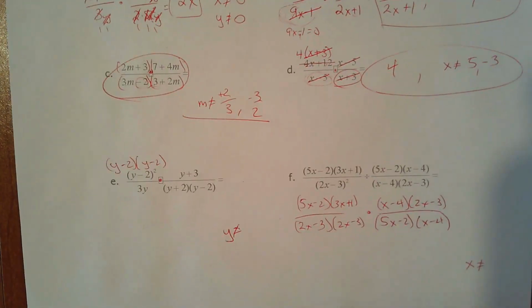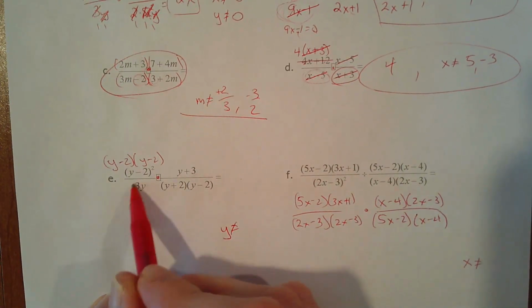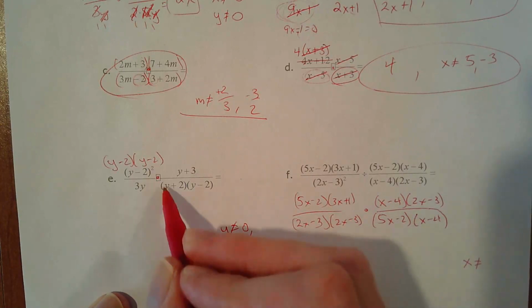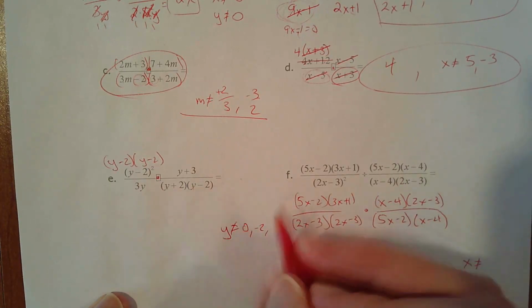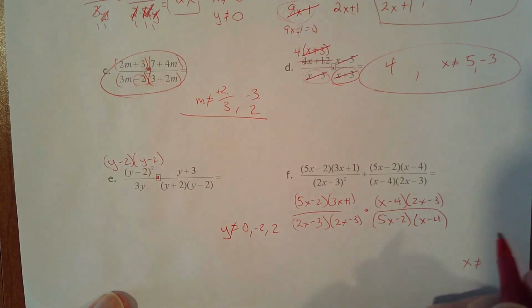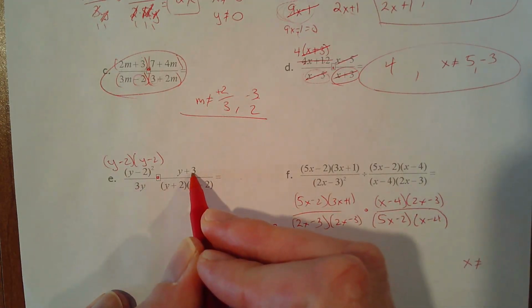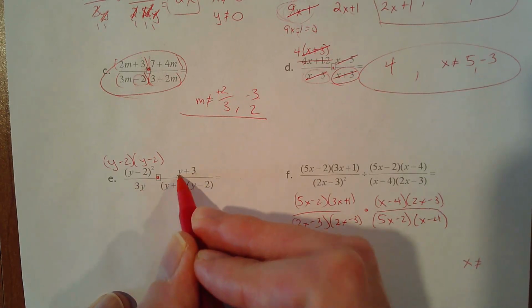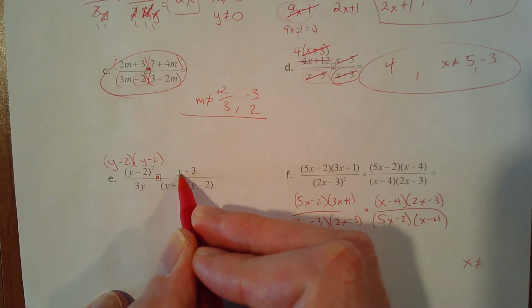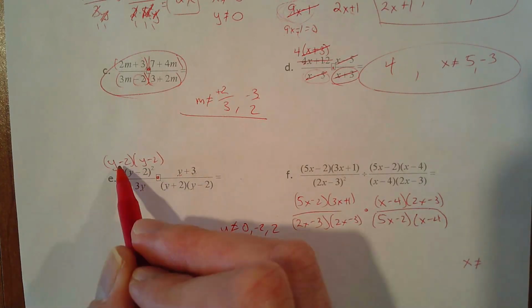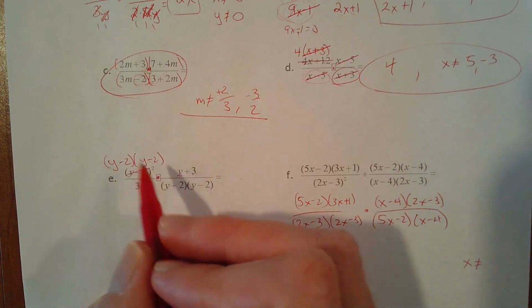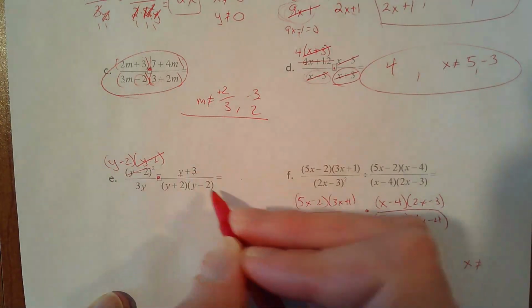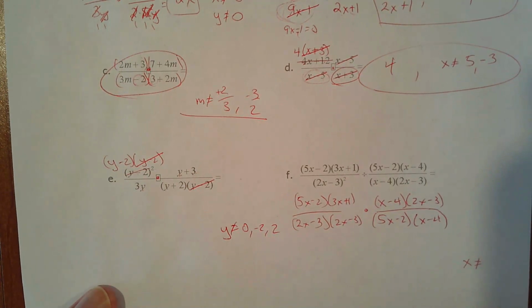Letter E. I'm going to remember to do my restrictions first this time. Y, what would make that equal 0? It would be 0. Here would be a negative 2. Here would be a positive 2. Okay. Now, start doing some canceling. I got a 3 here and a 3 here, but that 3 is not a factor, so I cannot cancel. I got a y here and a y here. That y is not a factor, so I cannot cancel. But y minus 2 squared, I just wrote it as y minus 2 times y minus 2, and one of these can cancel that guy out.